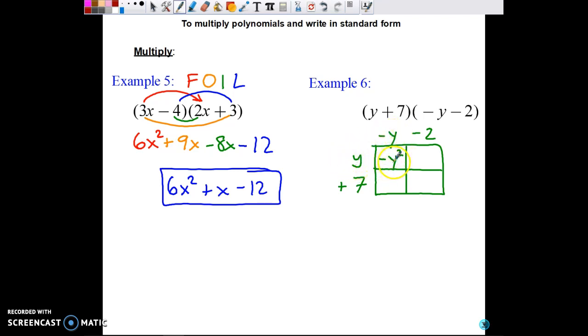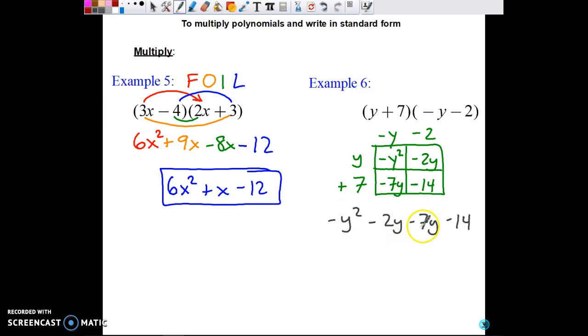Y times y makes y squared. Negative 2 times y, negative 2y. Negative y times 7, negative 7y. Finally, 7 times negative 2, negative 14. Write them all down below. I have negative y squared minus 2y minus 7y.